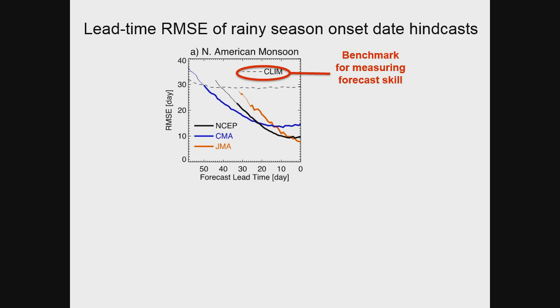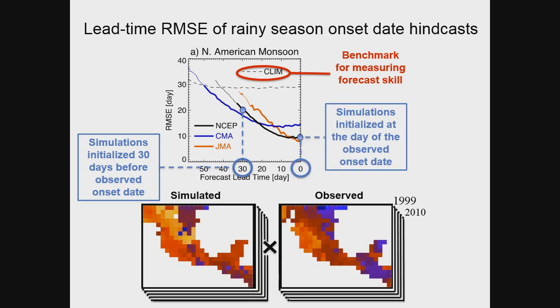And so we're using the climatology as the benchmark for measuring skill. And then you have all the three models here with lead time. So 0 would be the time that the observed onset happened. So 30 would be the 30 days before the observed onset happened.